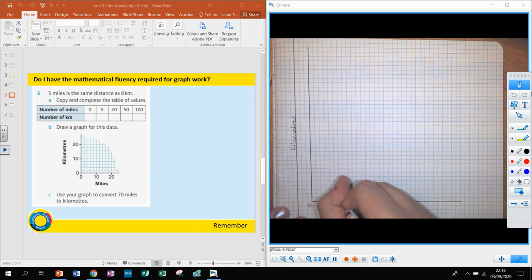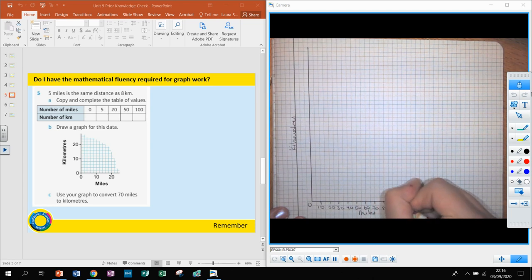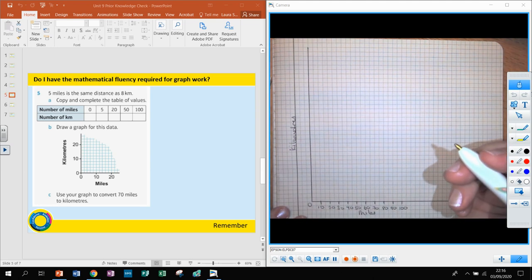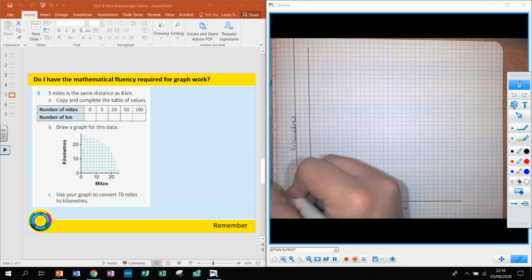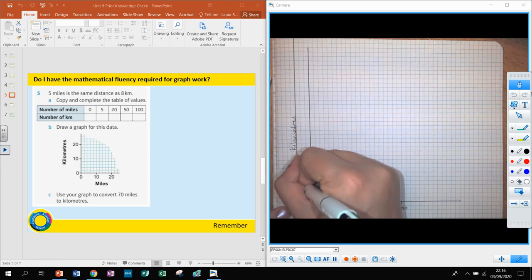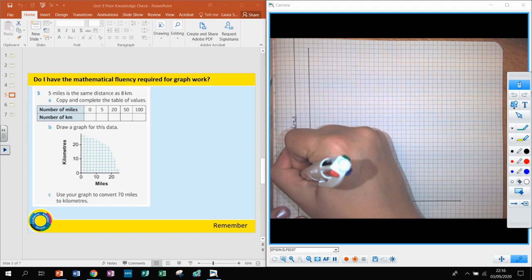20, 30, 40, 50, 60, 70, 80, 90, and 100. Okay, that's as far up as we went with the miles, but we know we have to go all the way up to 160. So that's 10, 20, 30.